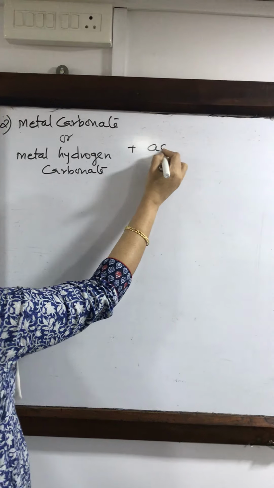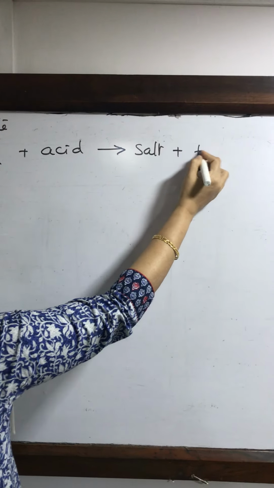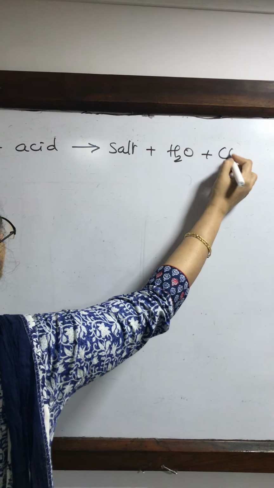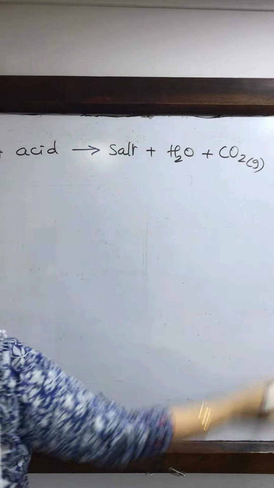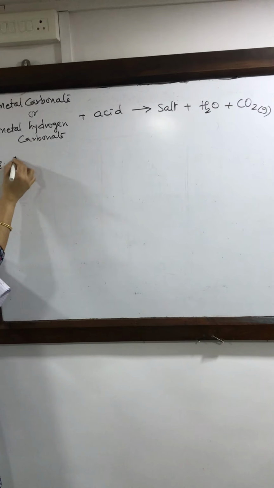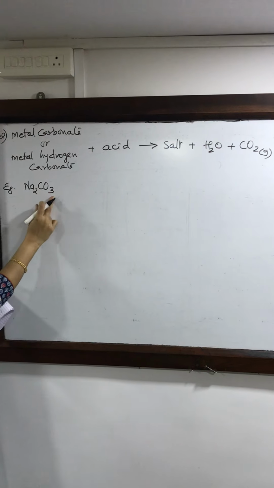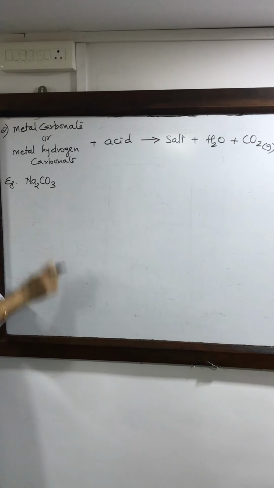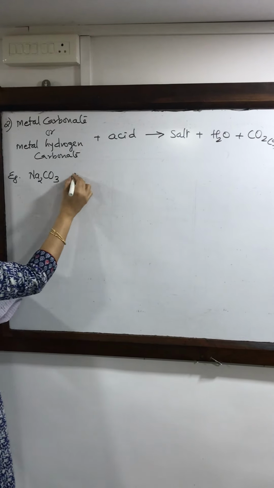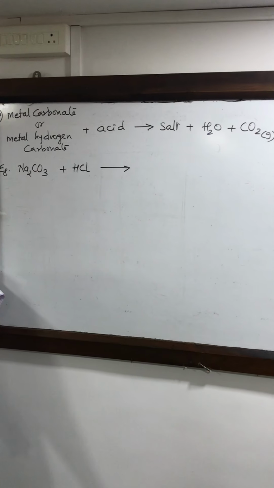When treated with acid, carbonates will give us salt, water and carbon dioxide gas. Let's take examples. Sodium carbonate. Sodium valency 1, carbonate 2, when you bring it here it is Na2CO3. Let us mix it with hydrochloric acid.